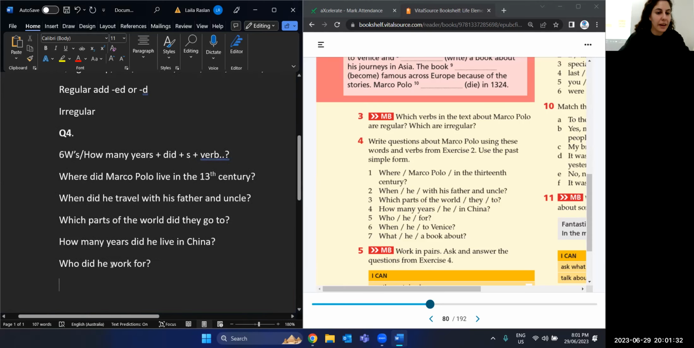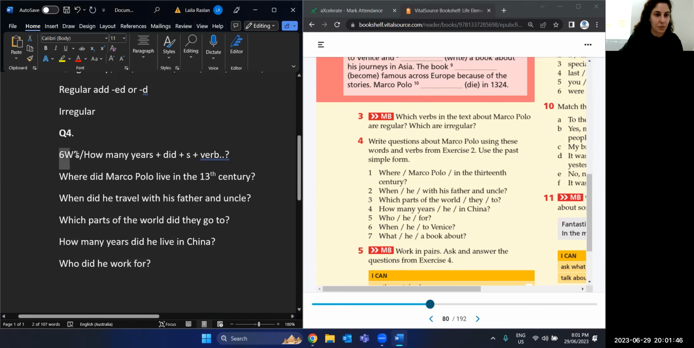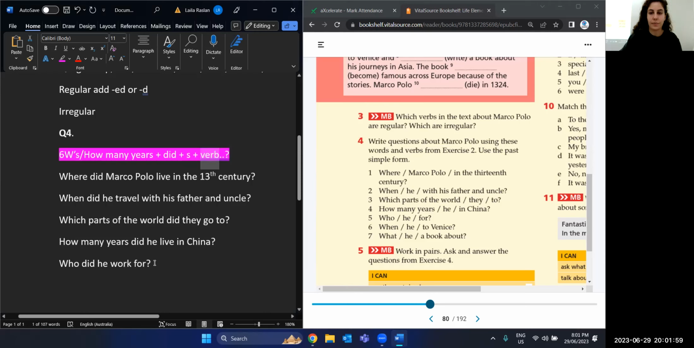So remember we talked about some verbs that have a preposition attached to them. This is one example. To work for is a different verb than the verb to work. So who, one of the 6 W's. So I'll put the rule in pink so we can see. So who did, subject, he, verb, work for.